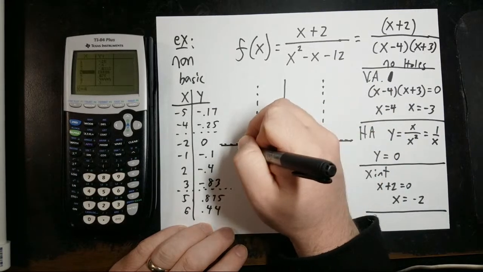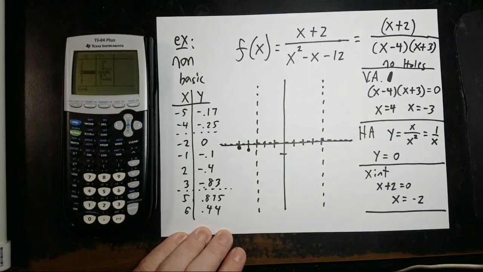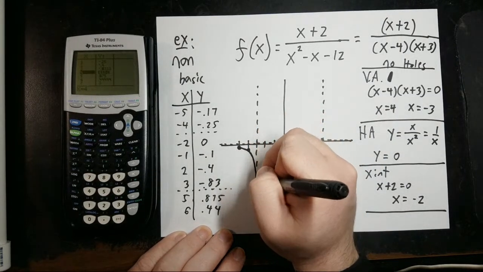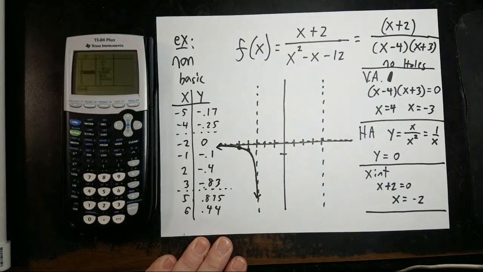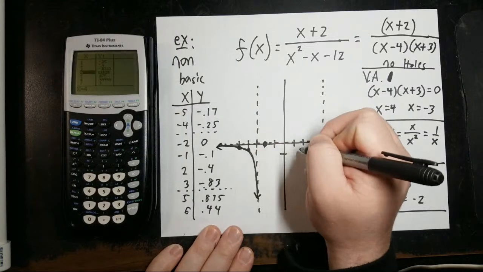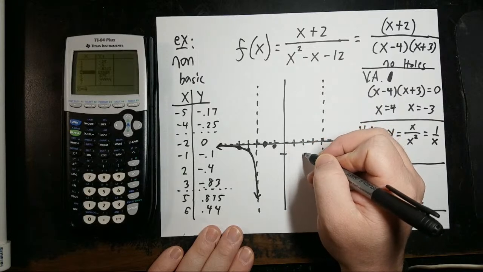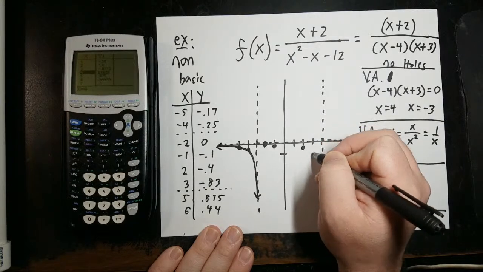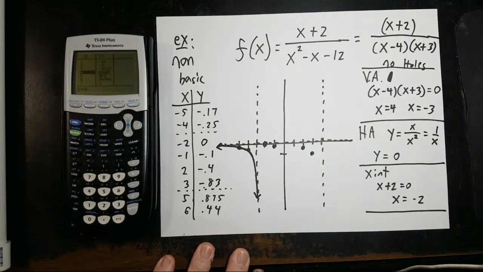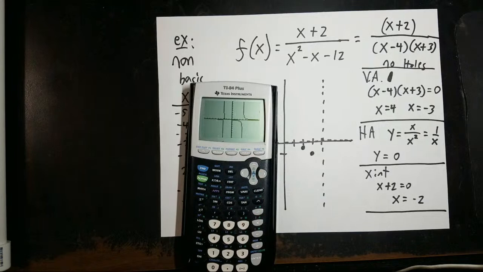Negative 5, negative 0.17, really tiny number. Negative 4, negative 0.25. It's going to run down the vertical asymptote, and it's going to follow the end behavior to the left. All right. Negative 2, 0. Negative 1, negative 0.1. That's weird. 2, negative 0.4. It's about right there. And 3, negative. Oh, that's weird. That's really weird. Again, compare to what you see in the graph, ladies and gentlemen.